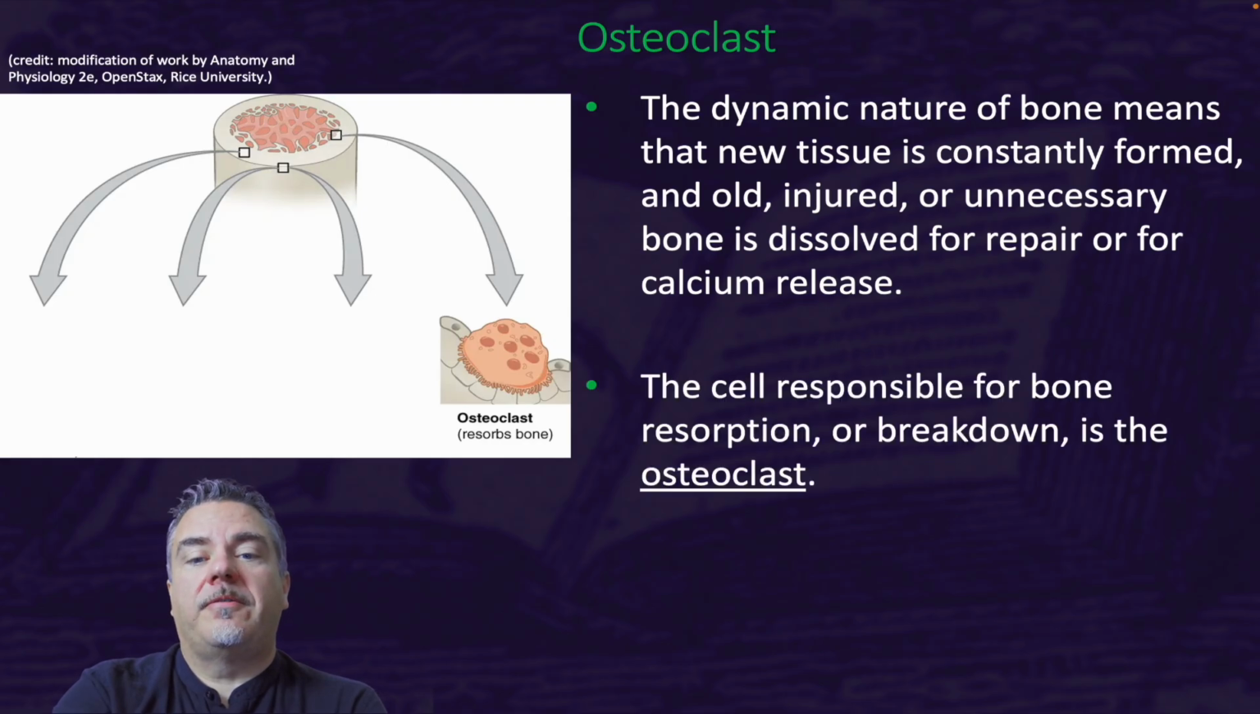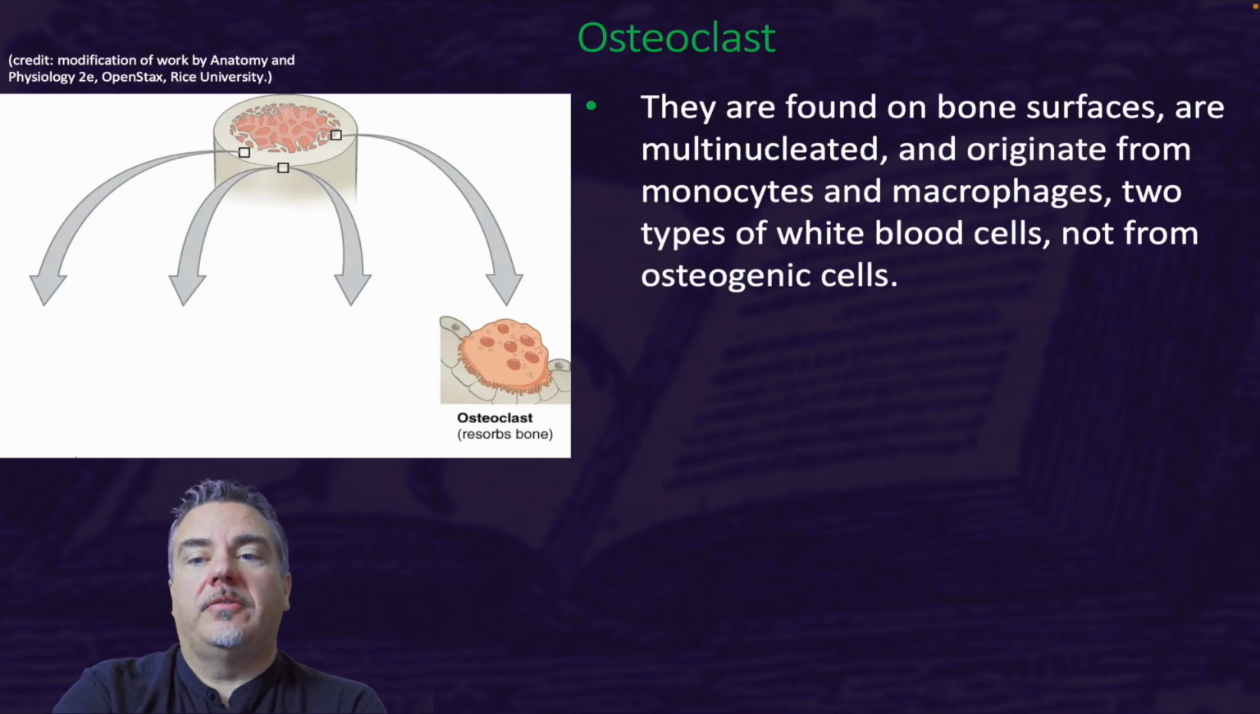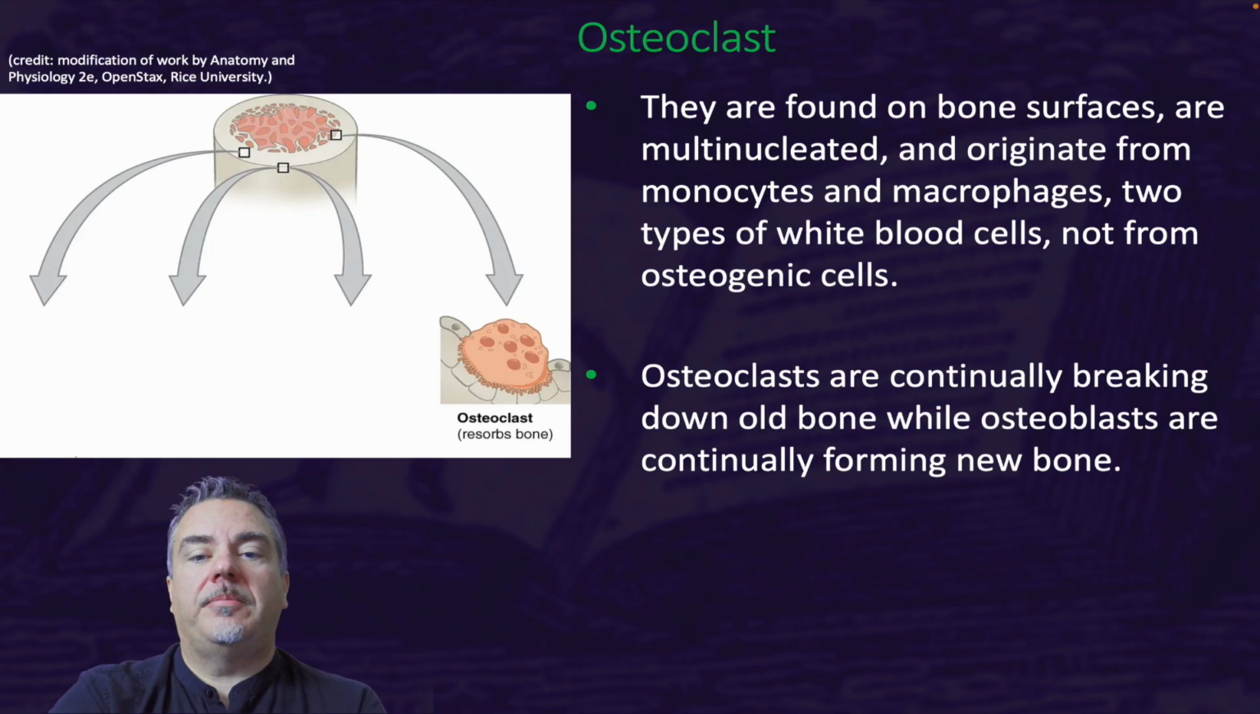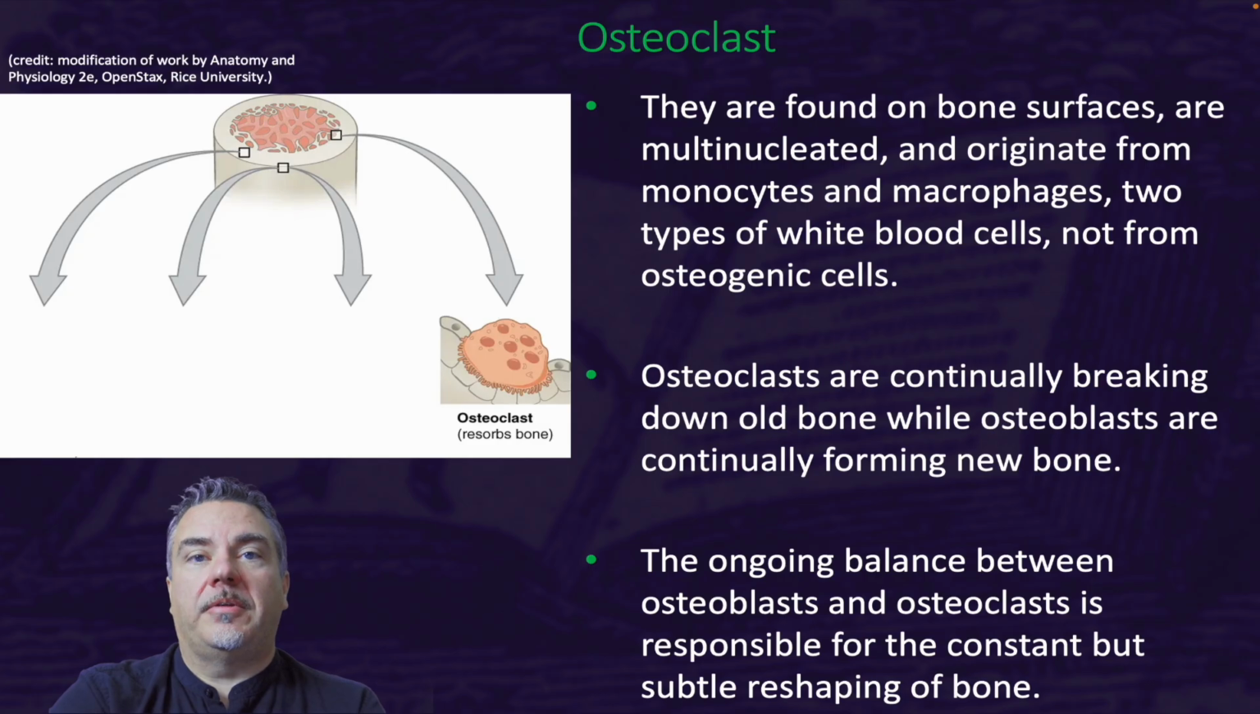The cell responsible for bone resorption or breakdown is the osteoclast. They are found on the bone surfaces and are multinucleated and originate from monocytes and macrophages, two types of white blood cells, not from osteogenic cells. Osteoclasts are continually breaking down old bone, while osteoblasts are continually forming new bone. The ongoing balance between osteoblasts and osteoclasts is responsible for the constant but subtle reshaping of bone.